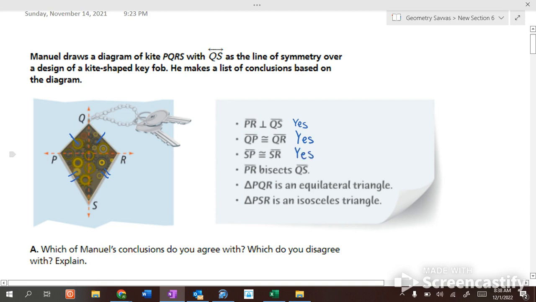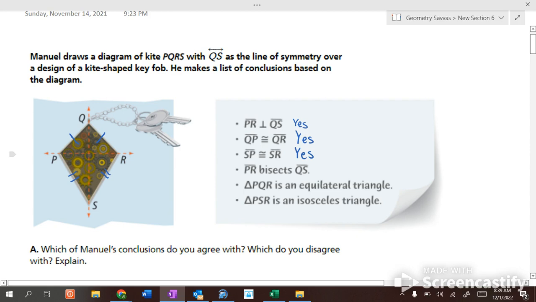It is a quadrilateral, which means it has four sides, where two sets of consecutive sides are congruent, but opposite sides are not congruent. Okay? Two sets of consecutive sides are congruent, but opposite sides are not congruent, and that makes up a kite. Okay? What happens in a kite is that the diagonals are perpendicular to each other.